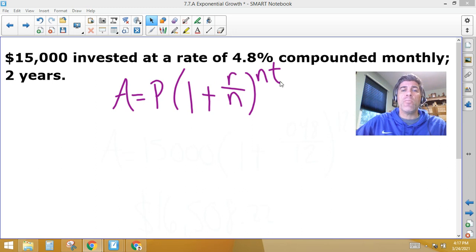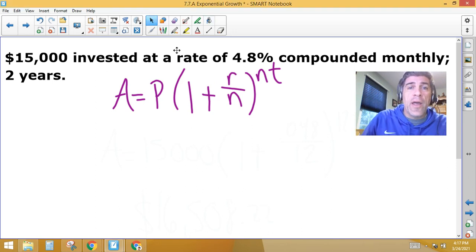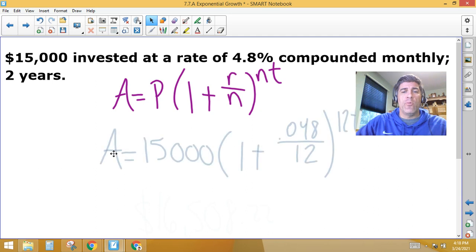Okay. So in this case, let me ask you, what is my beginning amount here? Good. Hopefully you got 15,000. How am I going to write my interest rate for my R in my formula? Good. Hopefully you said 0.048. It's compounded monthly. So what's that going to mean for the N? What is it going to be? Good. Monthly is 12.